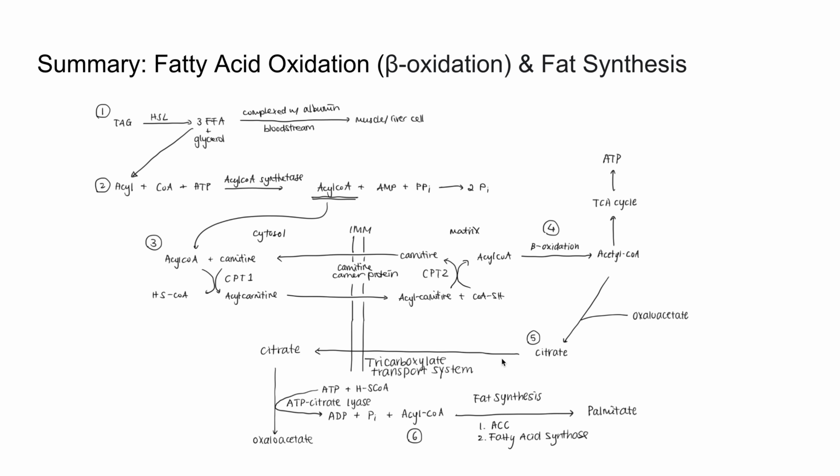Or it could be converted into citrate and it could leave the mitochondria to the cytoplasm through the tricarboxylate transport system. This citrate can then be converted back into acetyl-CoA in the cytoplasm by ATP citrate lyase, and then through two enzymes that catalyze 8 reactions, ACC and fatty acid synthase, we will synthesize our fatty acid palmitate and only palmitate.